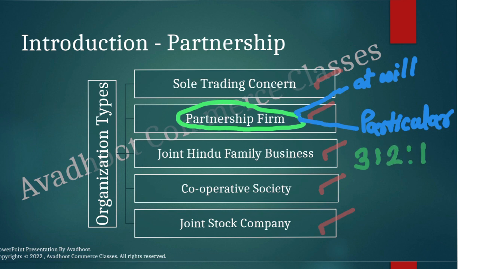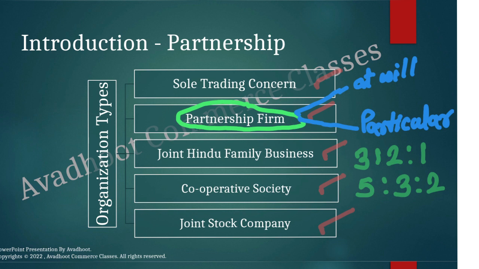That may be there, or it may be 5 is to 3 is to 2. As per their agreement, they are going to share the profit sharing ratios. Suppose your partnership deed is silent, then in that case the partners are going to share profits equally.